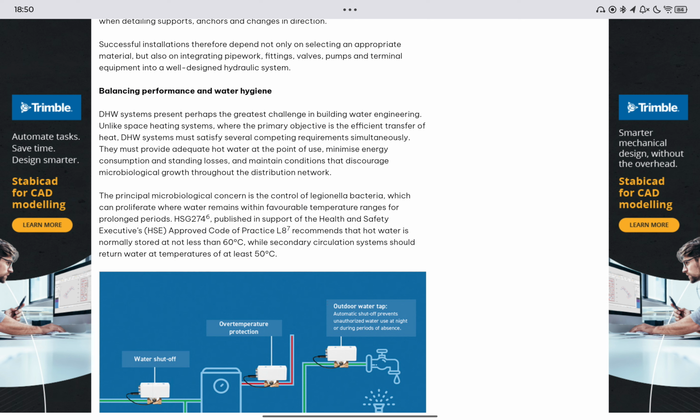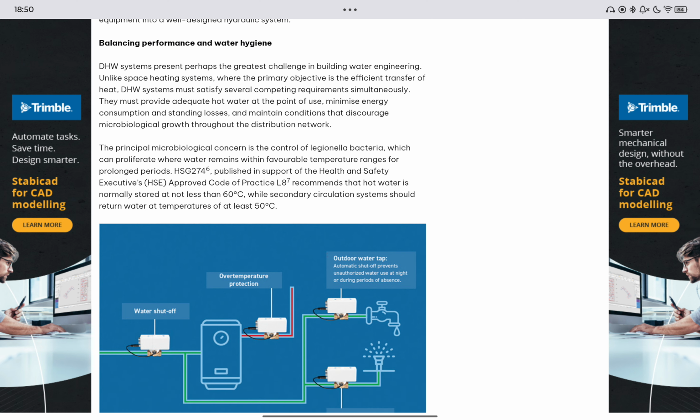Balancing performance and water hygiene. DHW systems present perhaps the greatest challenge in building water engineering. Unlike space heating systems, where the primary objective is the efficient transfer of heat, DHW systems must satisfy several competing requirements simultaneously. They must provide adequate hot water at the point of use, minimize energy consumption and standing losses, and maintain conditions that discourage microbiological growth throughout the distribution network.